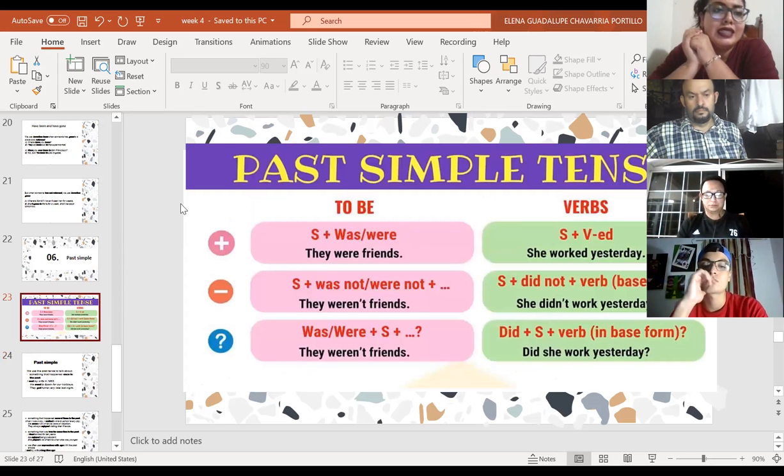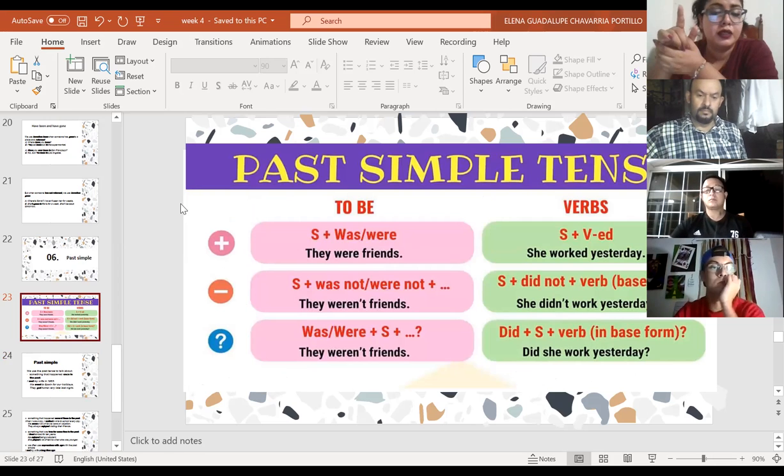Now, we have the structure, to be and verbs, two forms. Positive, subject plus was, were, easy. Negative, subject plus was not, were not. Questions, was, were plus subject plus complement or question mark. With verbs, subject plus verb ed. Negative, subject plus did not plus verb base form. Question, did plus subject plus verb in base form.